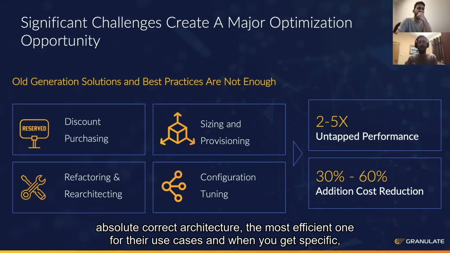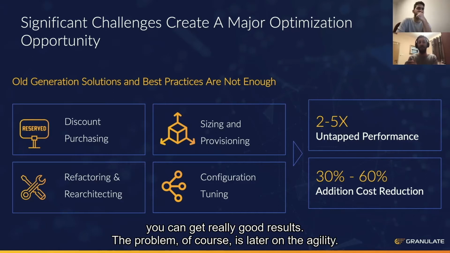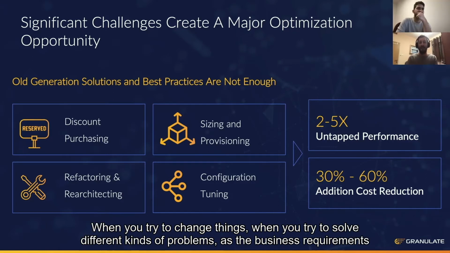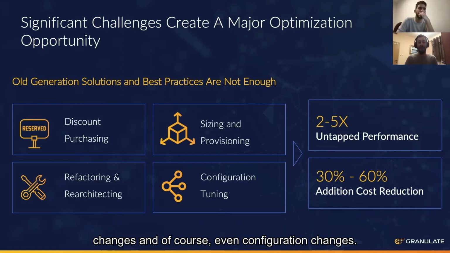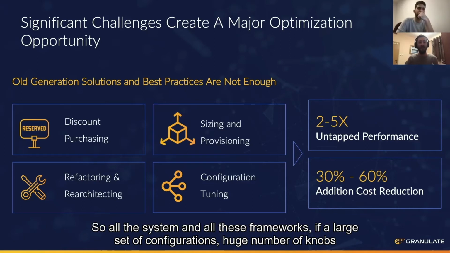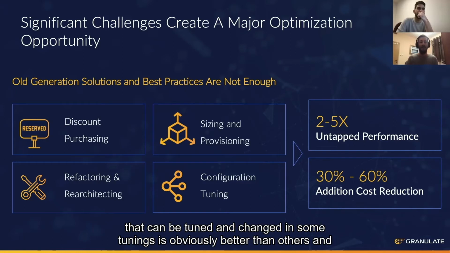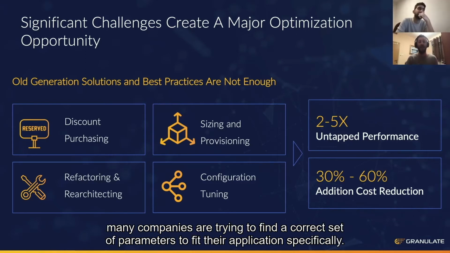And when you get specific, you can get really good results. The problem, of course, is later on the agility aspect. When you try to change things, when you try to solve different kinds of problems as the business requirements change. And of course, even configuration tuning. So all these systems and frameworks have a large set of configurations, a huge number of knobs that can be tuned and changed, and some tunings are obviously better than others. And many companies are trying to find the correct set of parameters to fit their application specifically.